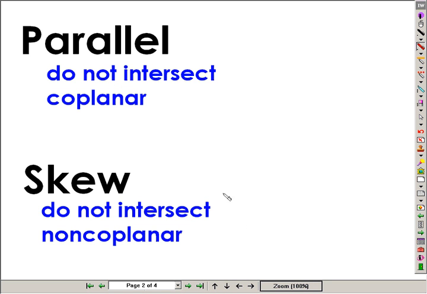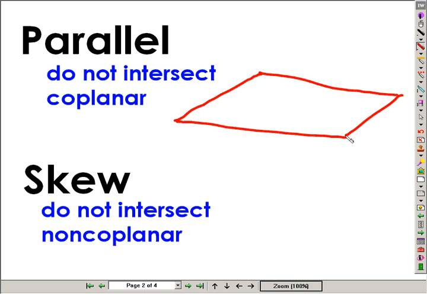There are 4 possibilities in which 2 lines can relate to each other, some of which you've heard. The first one being parallel. By definition, they do not intersect, they are coplanar. How do we draw that? To draw a coplanar, we're going to need to draw a plane. So the sketch of a plane, which we've already seen in lesson 1-1, this sort of 4-sided shape. Parallel lines are lines that are going to be on this plane. So, something like this.